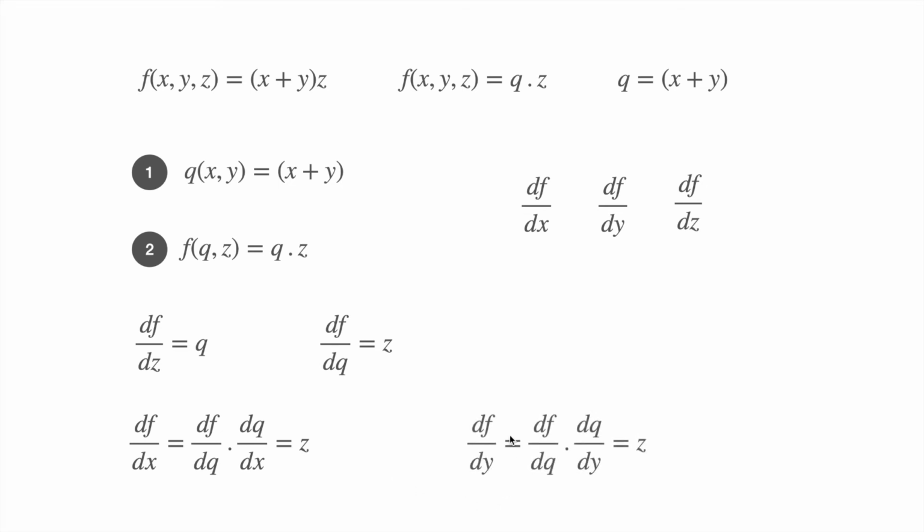Similarly, we can find the derivative for y, df by dy. Again we start with the last step. We can first find df by dq because q is available here. And from here we go here, so we calculate dq by dy. We know the derivative df by dq is z, and dq by dy for the addition operation is 1. So z into 1, that becomes z.